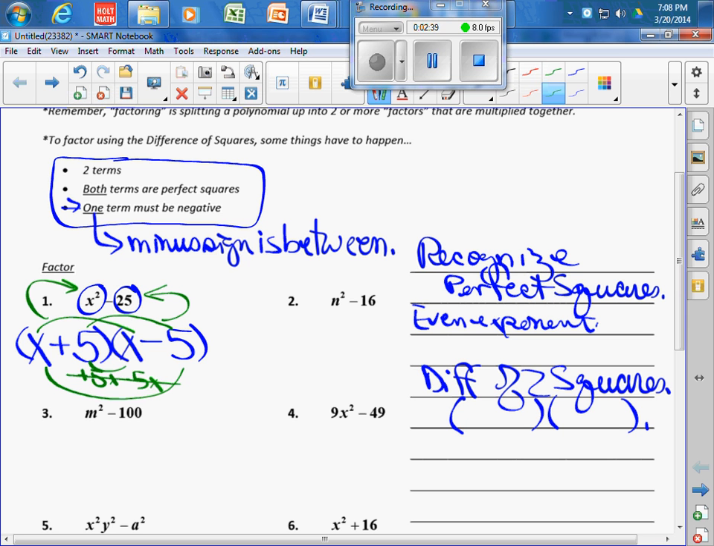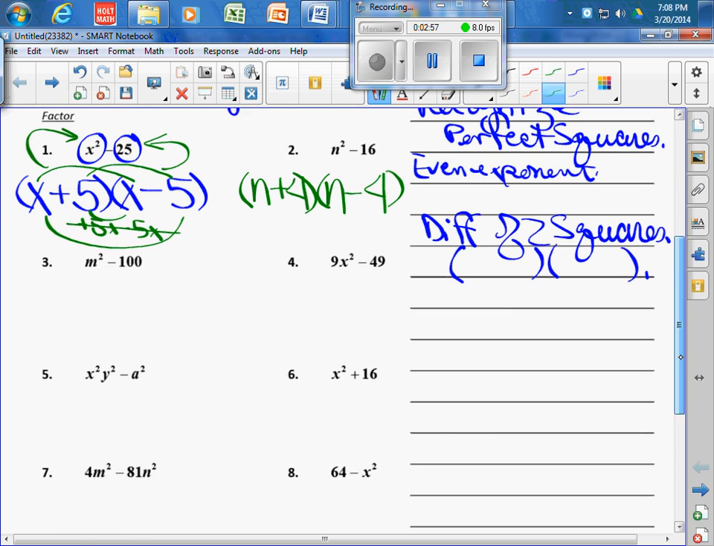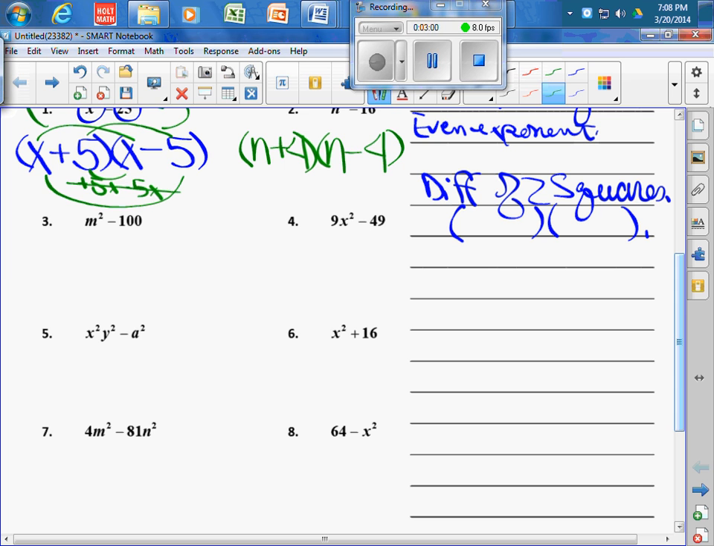So in number 2, when you factor it, start with your two sets of parentheses. The square root of n squared is n, so we start with n times n to get the n squared. The square root of 16 is 4, so we put 4 here and here. One's plus and one's minus. It doesn't matter which one's which, but you get n plus 4, n minus 4. In number 3, m plus 10, m minus 10.